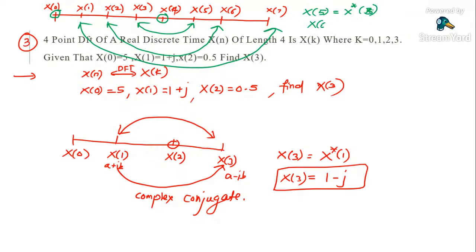How can x of 6 be calculated? It is the complex conjugate of x of 2. And x of 7 is equal to the complex conjugate of x of 1. So by using that, you can find out any answer.